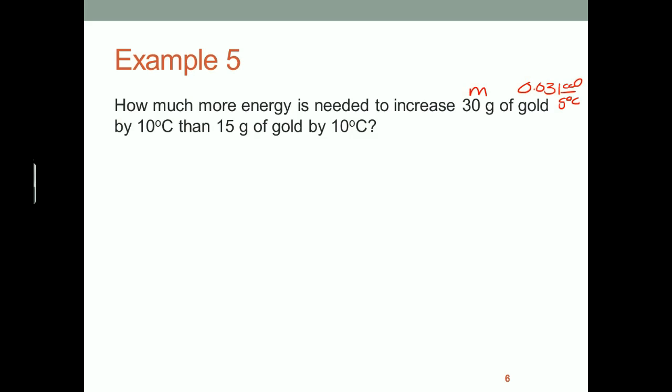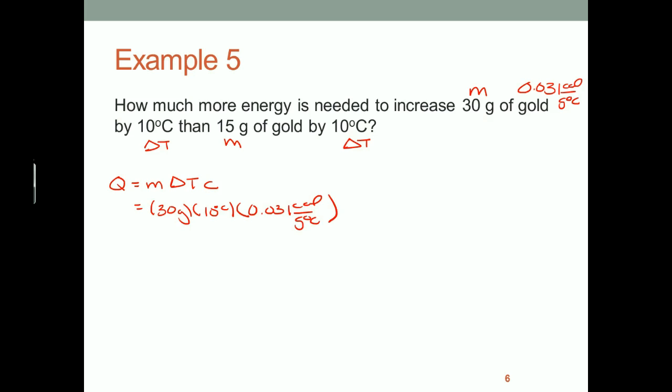In one case, our mass is 30. In the other case, it's 15. And delta T is the same in both cases. So for the 30 gram sample, it takes 30 grams, 10 degrees Celsius, 0.031. And when you multiply all that together, you get 9.3 calories.